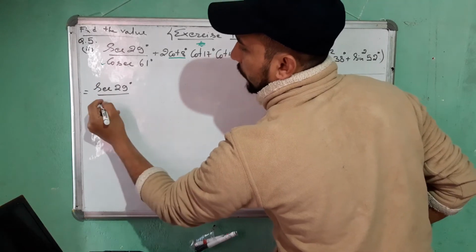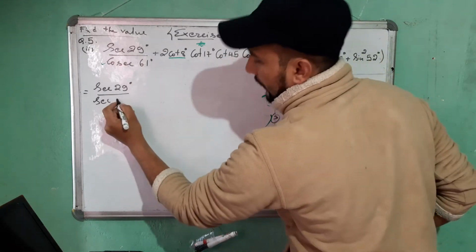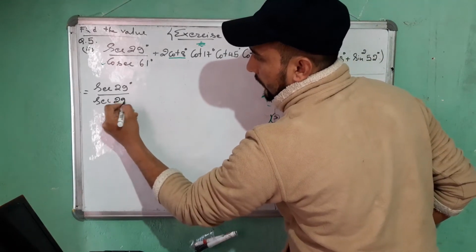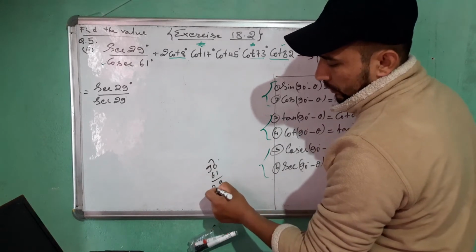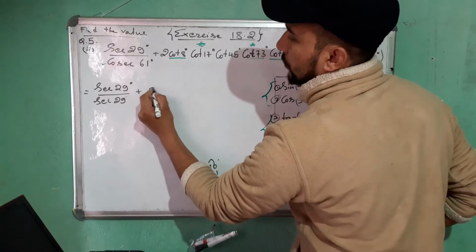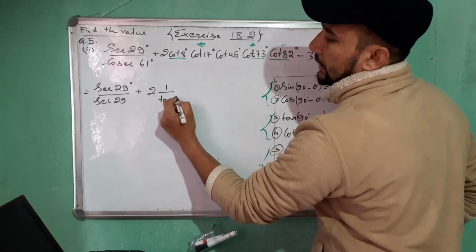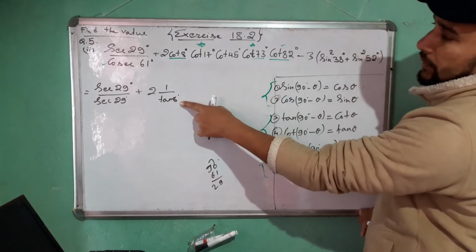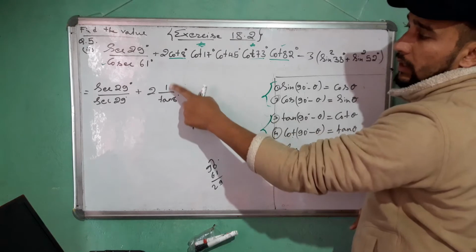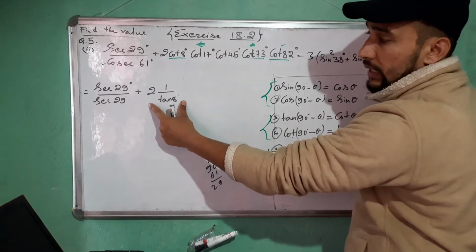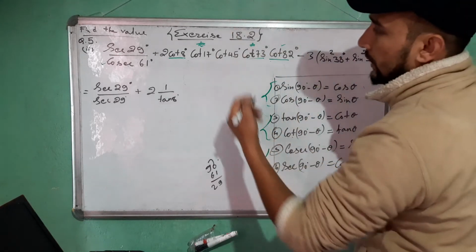This cosec, the complement of cosec is sec, and the complement of 61 is 90 minus 61, which is 29 degree. Plus 2. This I'll write as 1 upon tan 8 degree. Why am I writing like this? The reciprocal of cot theta is tan theta. Cot theta is 1 upon tan theta. We have already done this type of problems. We have already used reciprocal relations in previous classes.